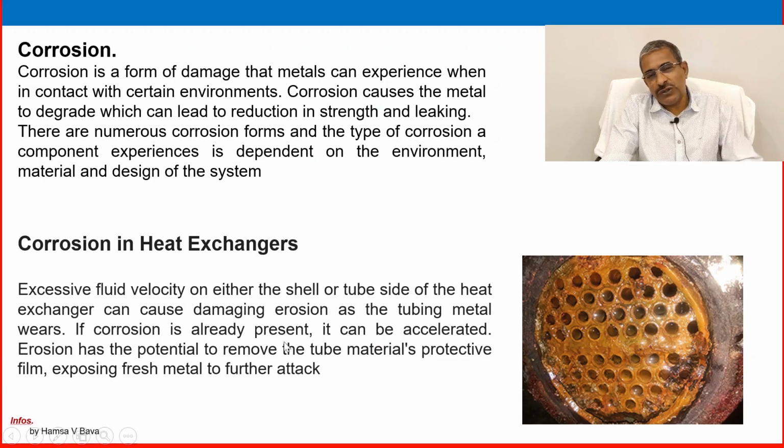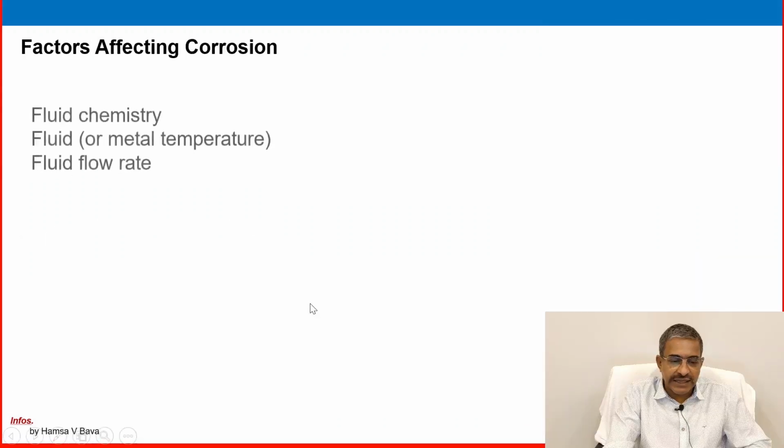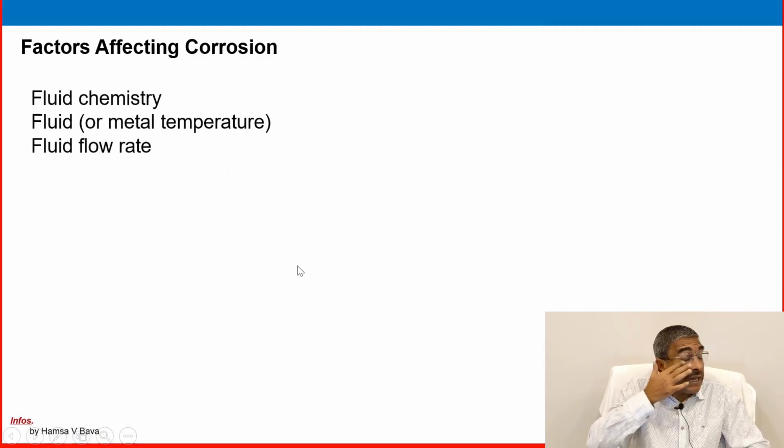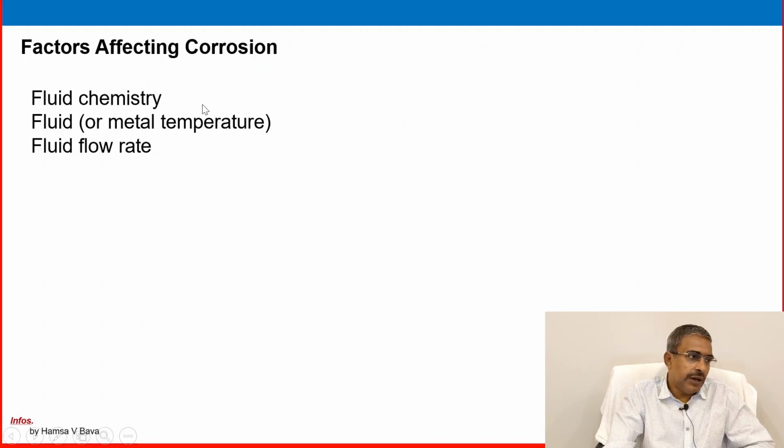So, excessive fluid velocity. There are various factors that affect corrosion, not only one. Fluid chemistry can affect it, because of viscous fluid or light density, the different chemistry and behavior of the fluid. Fluid or metal temperature can also affect corrosion on the shell side or tube side. And the third one is fluid flow rate.